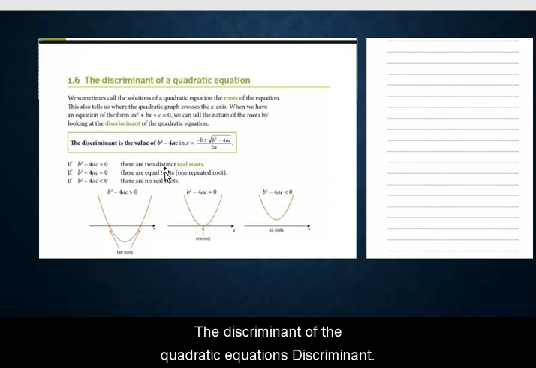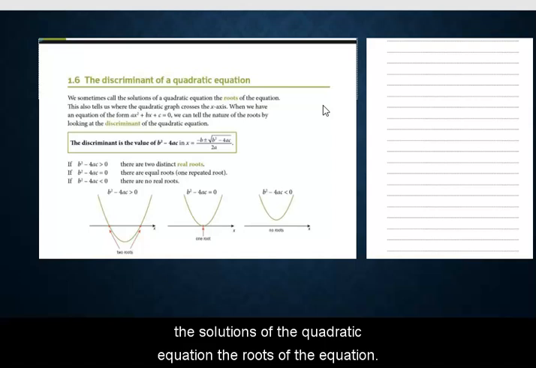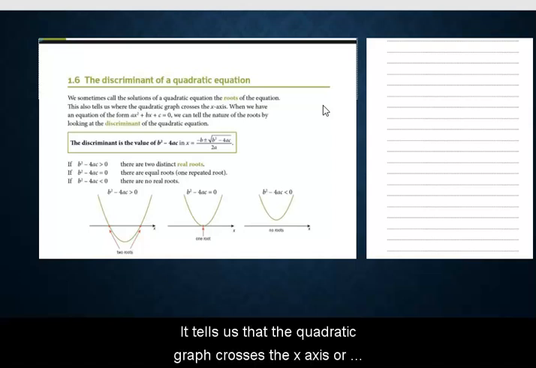The discriminant of a quadratic equation. Discriminant. When you look at the discriminant, observe what happens. Because sometimes we call the solutions of the quadratic equation the roots of the equation. It tells us whether the quadratic graph crosses the x-axis, or maybe the quadratic graph crosses the y-axis.